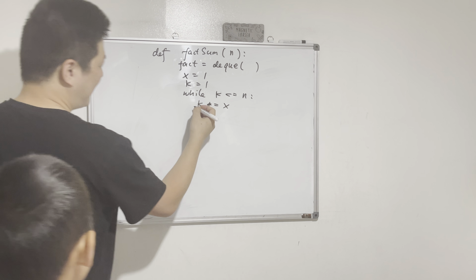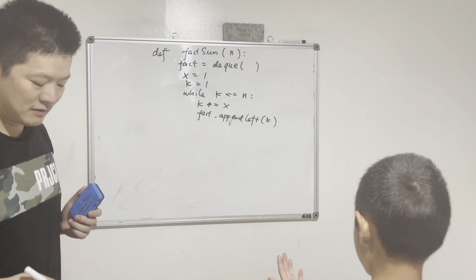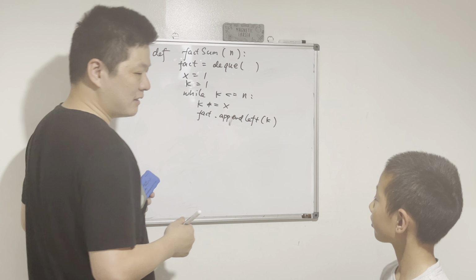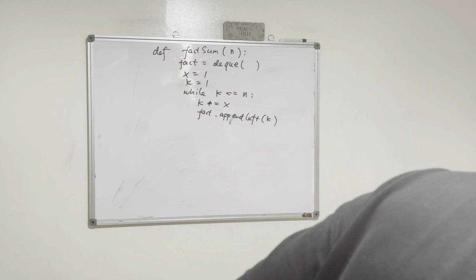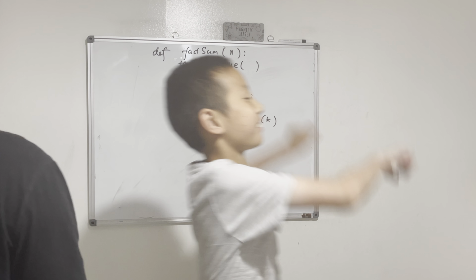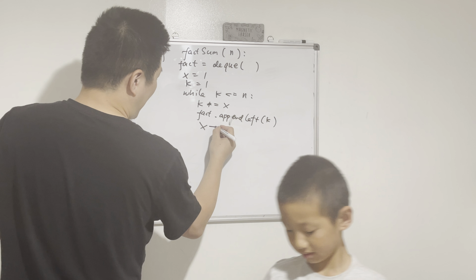Put it in a what? We put it in fact. Yeah, append left, so the leftmost, the first one, will be the largest factorial. Okay, and then what should we do with the x? We add equals 1. Yes, x add equals 1.